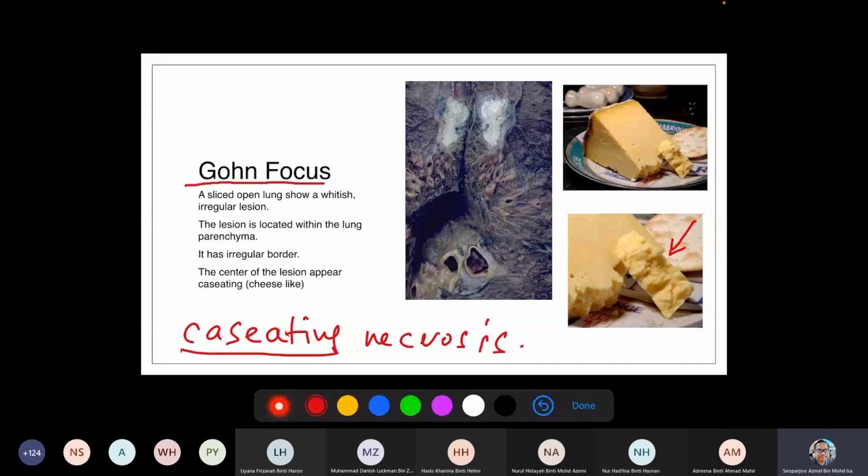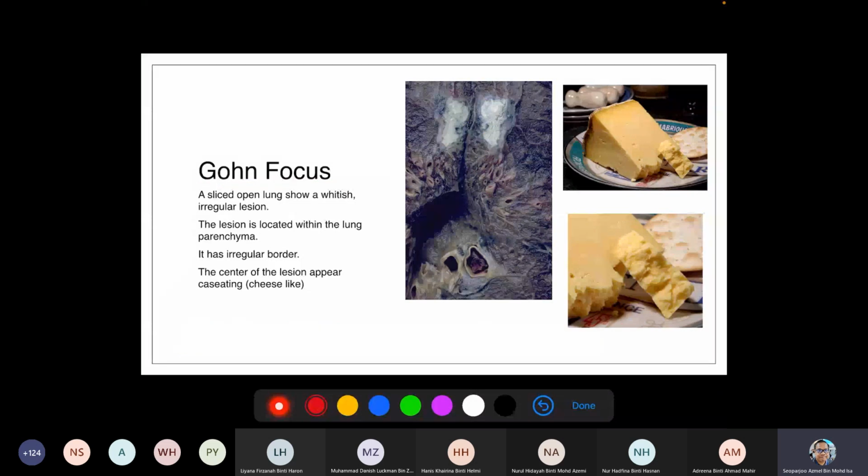This caseating lesion is usually found in the Ghon focus, especially here. Sorry, it's not that clear. Here, this is one Ghon focus that has been bisected into two. You can see the texture of the lesion inside here is almost similar to the cheese right here. It's a bit crumbly in texture, so that's why we call it caseating lesions.